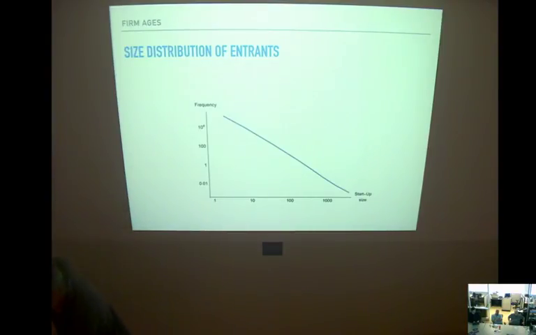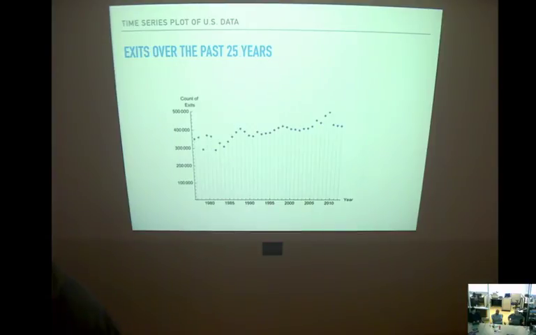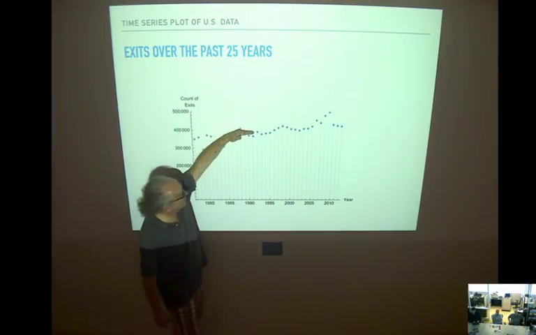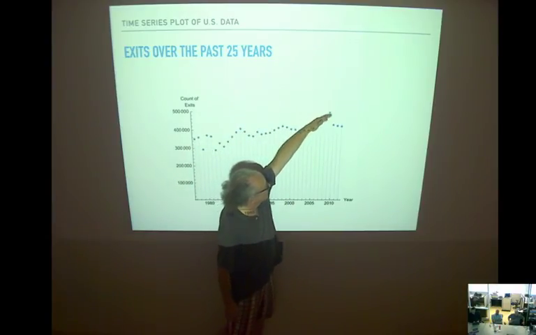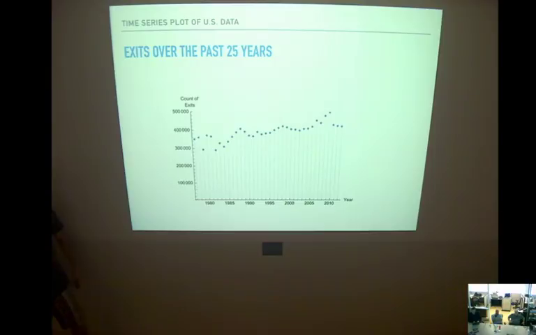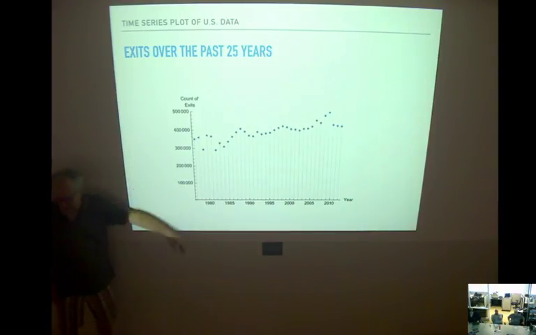Okay, exits. Exits show a similar picture, just inverse to entrance. We have on the order of 400,000 entrances or exits here, where exits are a little bit higher during the crisis years, coming back to normal. For the whole thing to be balanced, you want the same number of inflow and outflow. So we have on the order of a stationary distribution of the number of firms. This is just census data.